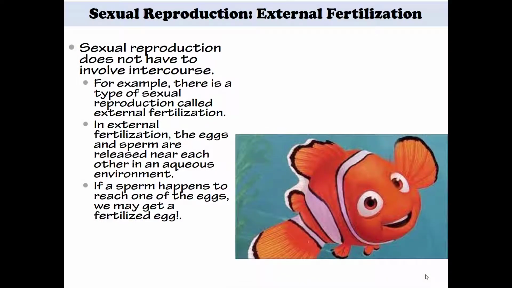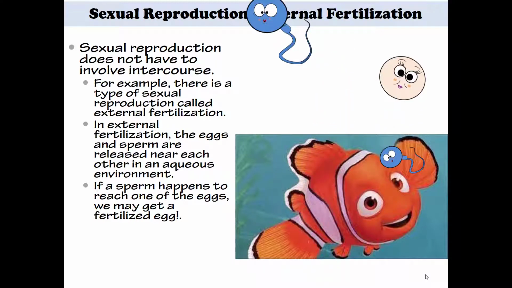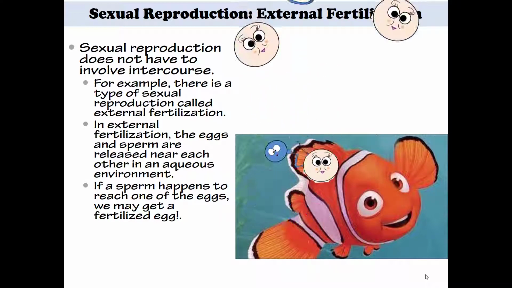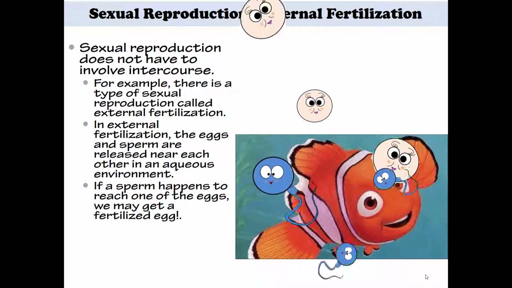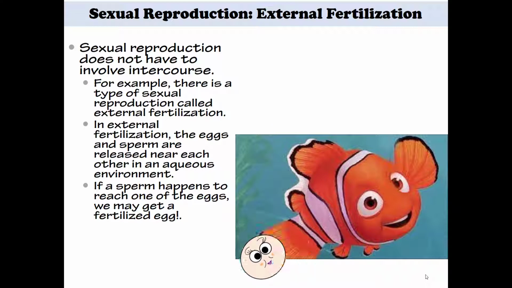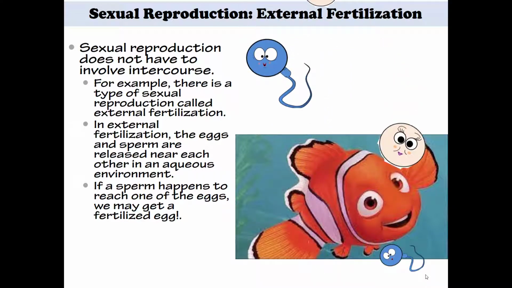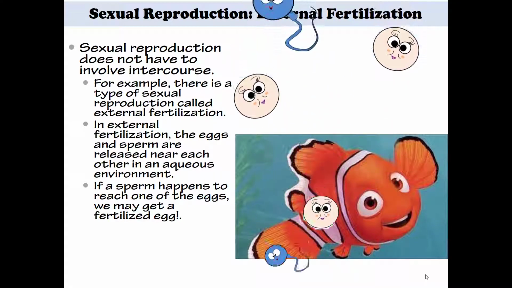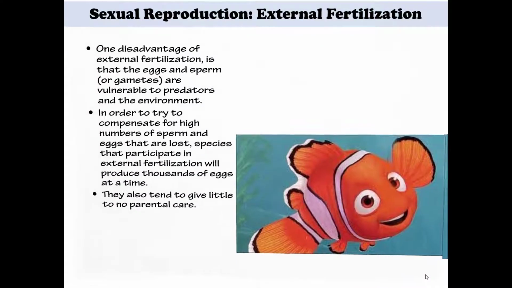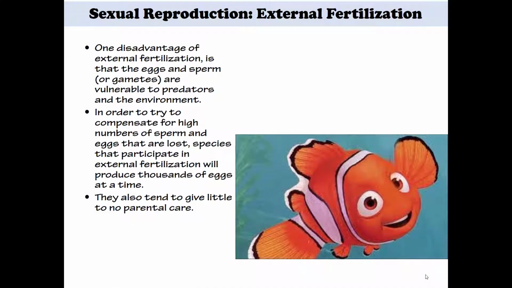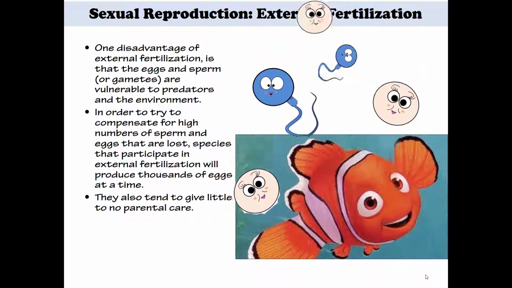Sexual reproduction does not have to involve intercourse. For example, there is a type of reproduction called external fertilization. In external fertilization, the eggs and sperm are released near each other in an aqueous environment. If a sperm happens to reach one of the eggs, it may get fertilized. One disadvantage of external fertilization is that the eggs and sperm, or gametes, are vulnerable to predators and the environment.